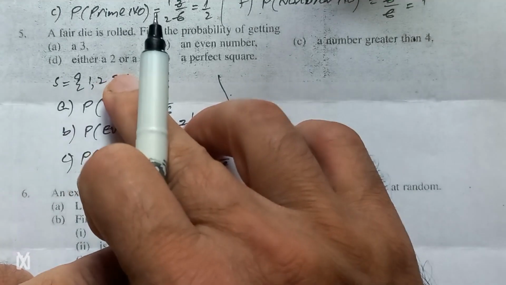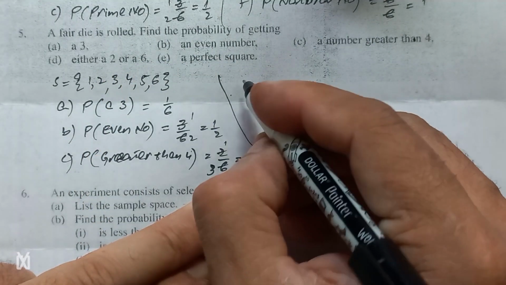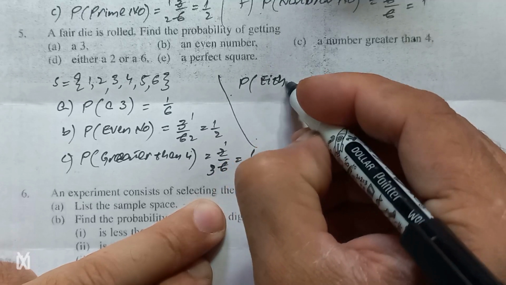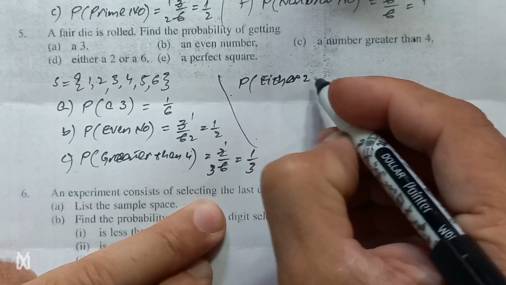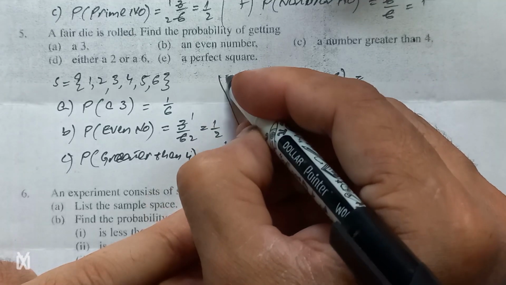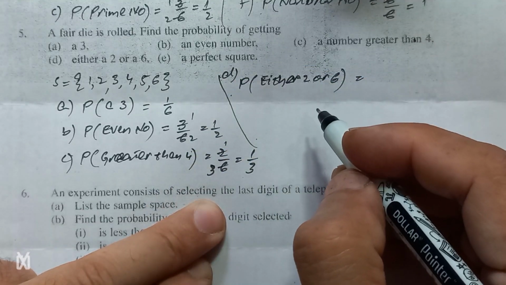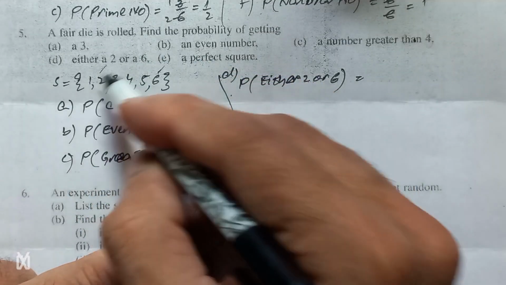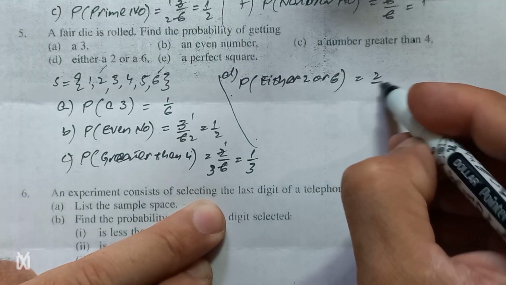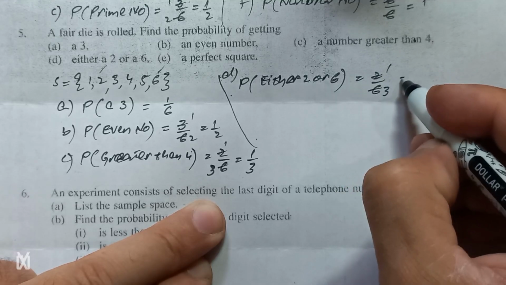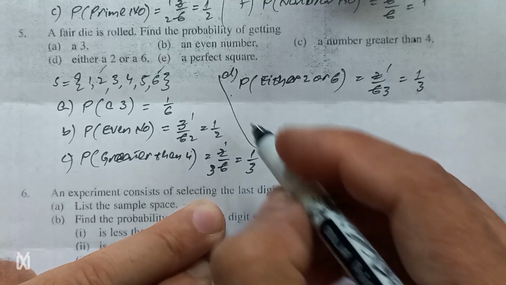D part is either a 2 or a 6. Probability of either 2 or 6. This is D part. So either 2 or 6. This is 2, this is 6. So there are 2 favorable outcomes and total outcomes are 6. So 2 ones are 2 and 2 threes are 6. So 1 by 3 is the answer.